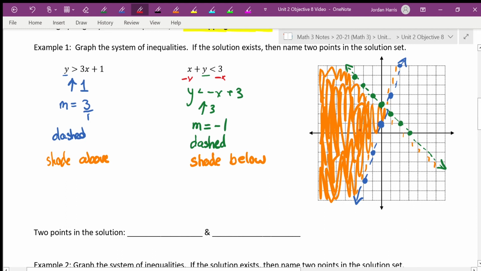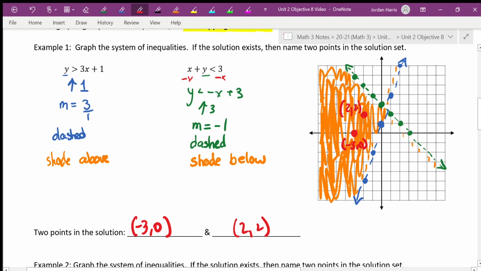So like right there, that is the point (-3, 0). That's one possible solution. Okay, I could choose any point. (1, 2), that point right there, (2, 2). As long as it's inside the shaded region, it works.